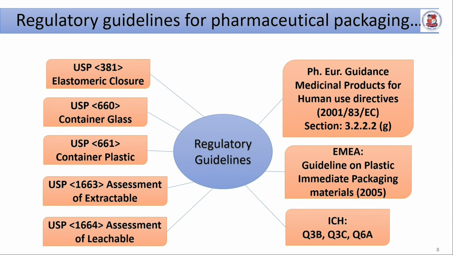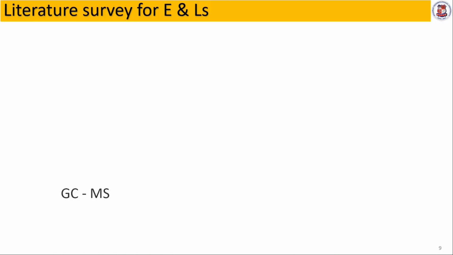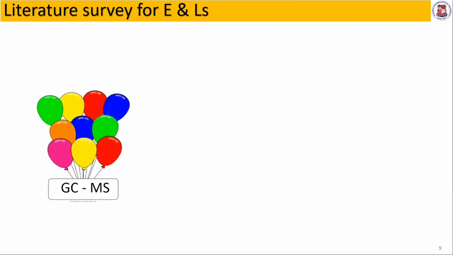So what are the regulatory guidelines for pharmaceutical packaging? Several guidelines have been made by the US Pharmacopoeia, the European Pharmacopoeia, and ICH. They all provide guidelines on how to use packaging, and if you use plastic packaging, what risk assessment you have to do in terms of extractable and leachable study. So these are the regulatory guidelines which control plastics in products.